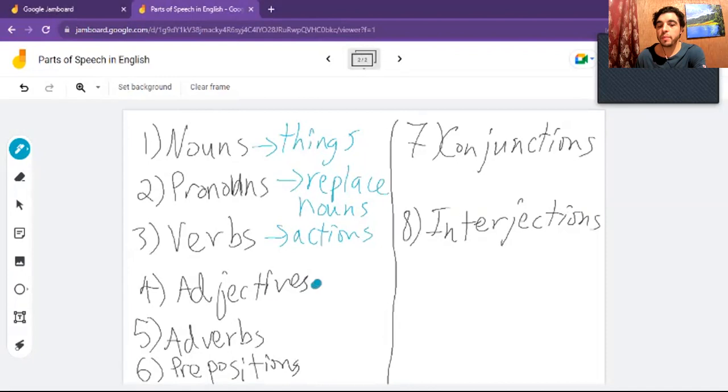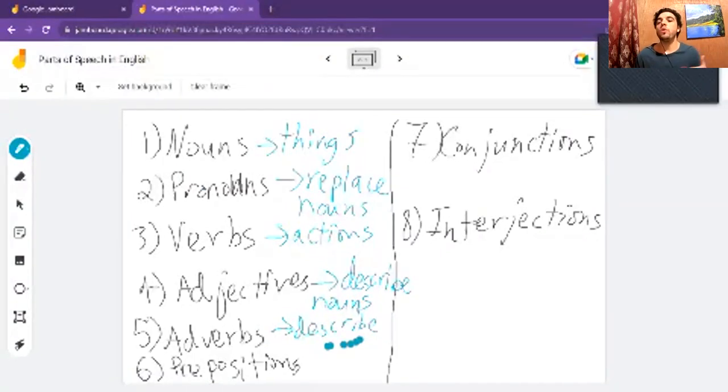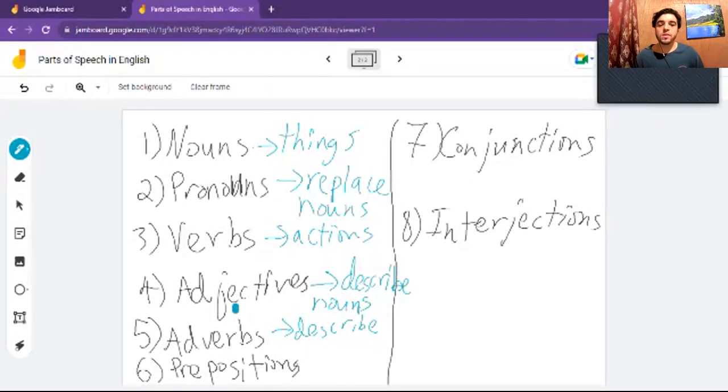Adjectives describe nouns. And then adverbs describe verbs, right? For example, you could eat slowly. You can eat quickly. You can talk fast. You can talk slow, or slowly. You can talk quickly. You can talk slowly.